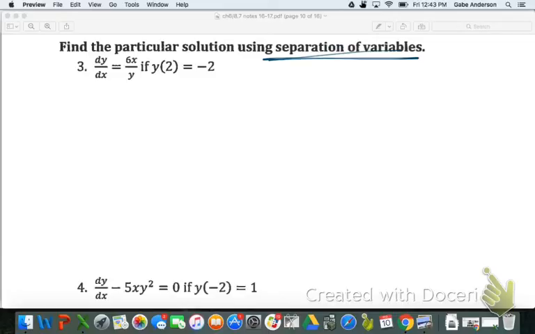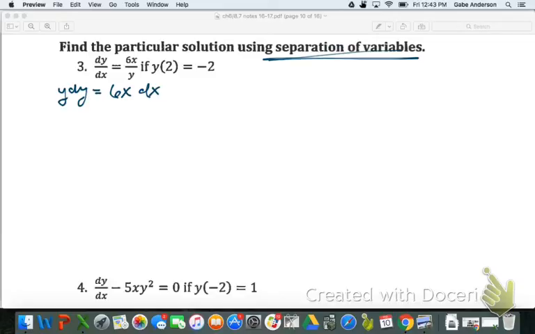So to show separation of variables, it would look something like this. y dy equals 6x dx. If you all have that on your paper, then that was point number 1, right? On your quiz, your test, whatever. The AP test, that's a for sure. Take it to the bank.